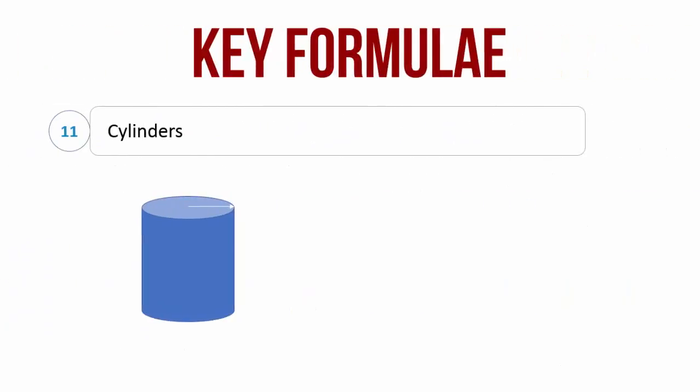A cylinder is an object that is shaped like a tube. It would have a certain length and its cross section shall be circular. Let's say the radius of the circle is r and the length of the tube or the cylinder is h. The volume of this cylinder shall be pi r square into h.